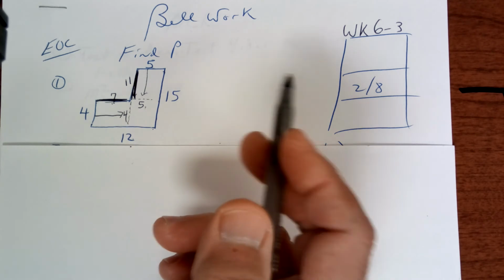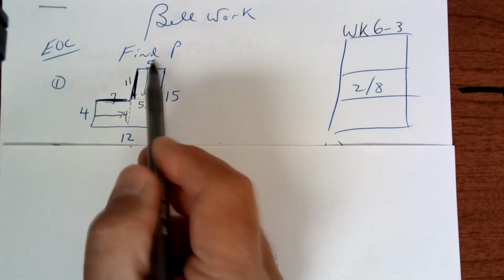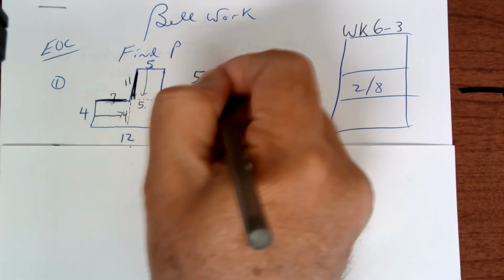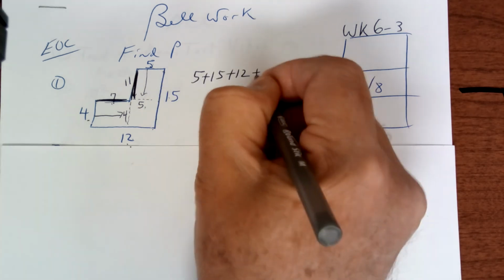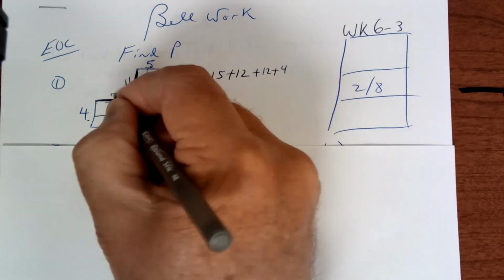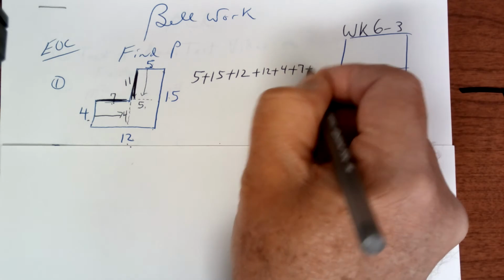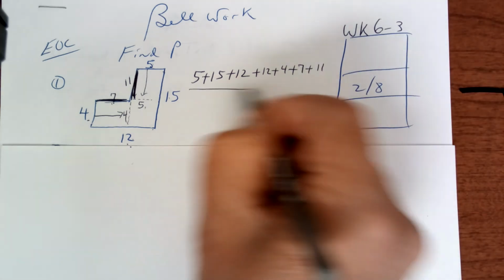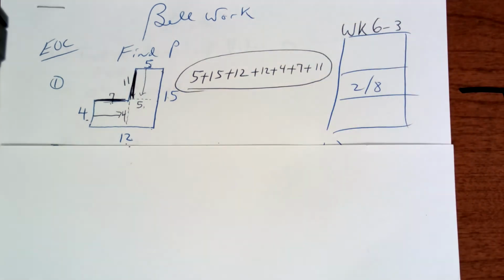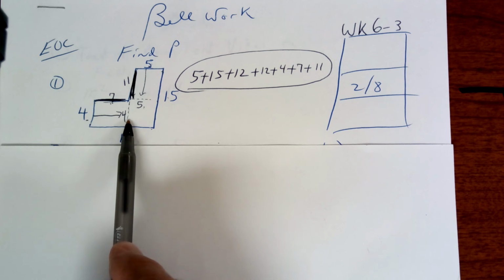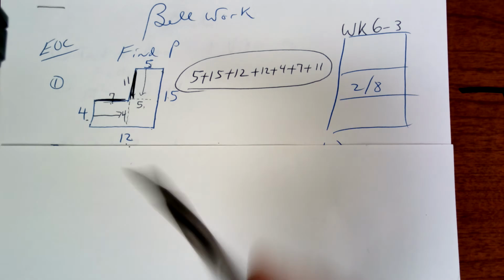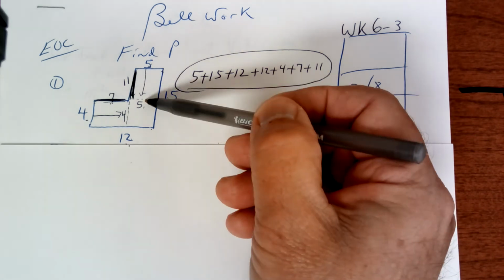So now you start adding them up. 5 plus 15 plus 12 plus 4 plus 7 plus 11. And then you add all of that up and you get your answer. Any questions on the concept of perimeter? Again, slide this one over and you see it's 4, so 15 minus 4 is 11. Slide this one down, and then 7 plus 5 is 12.